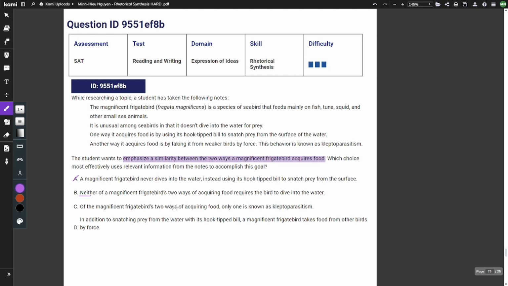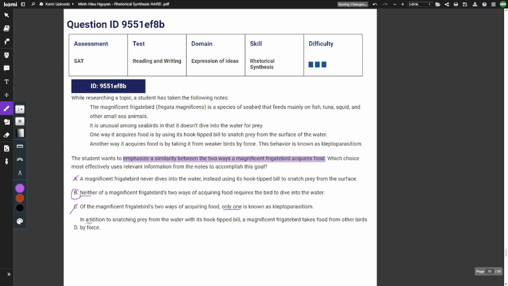B, neither. There you go, that's your answer. It uses neither. But we'll keep going. Neither of a magnificent frigate bird's two ways of acquiring food requires a bird to dive into water. So it's talking about the similarity that the two ways don't need to dive into water. C. Of the magnificent frigate bird's two ways of acquiring food, only one is known as kleptoparasitism. Only one. So it's talking about a difference, not a similarity, so it's not going to be C.